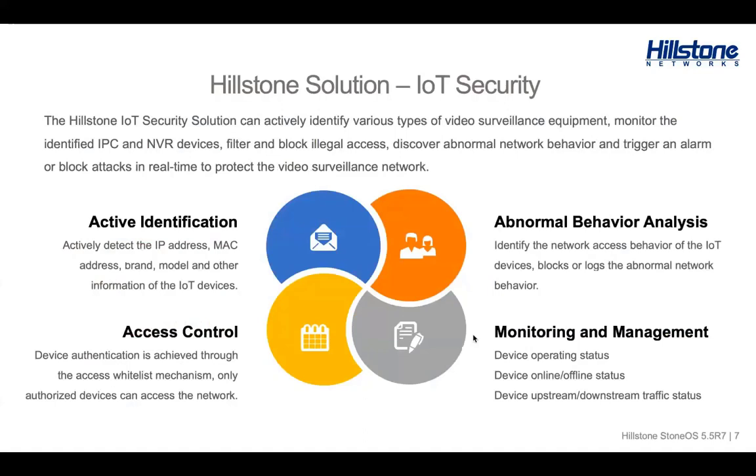After we identify them, we can do access control. Based on the IP and MAC, we can control the access. The third thing is we do behavior analysis, looking at normal behavior versus abnormal behavior, and block abnormal behavior. And the last thing is we also do monitoring. We know the online, offline status, as well as operating status of the camera.